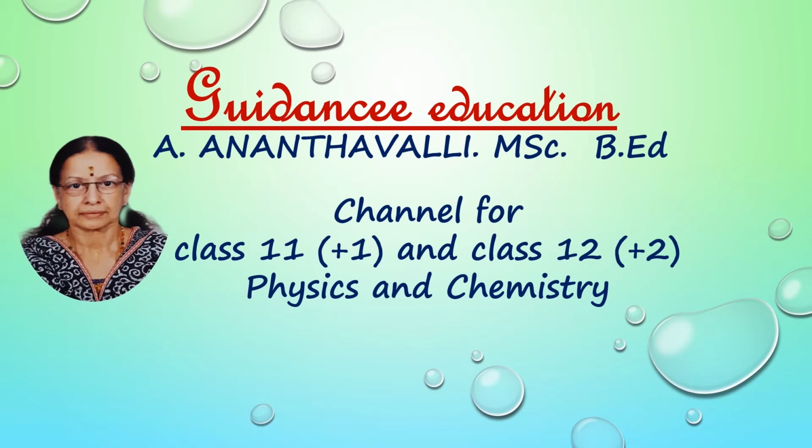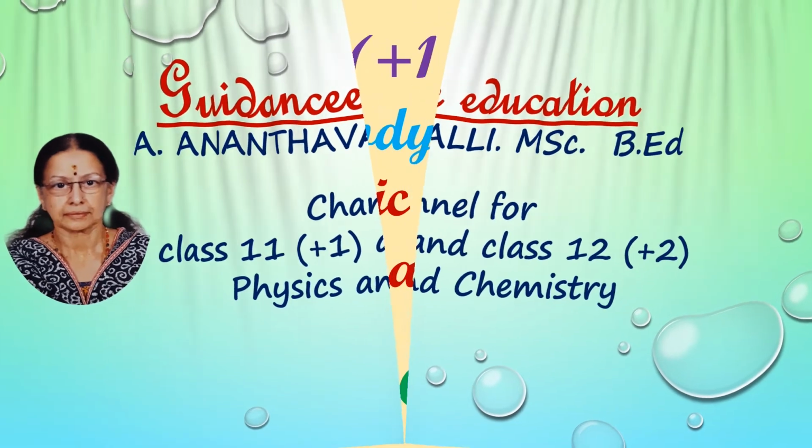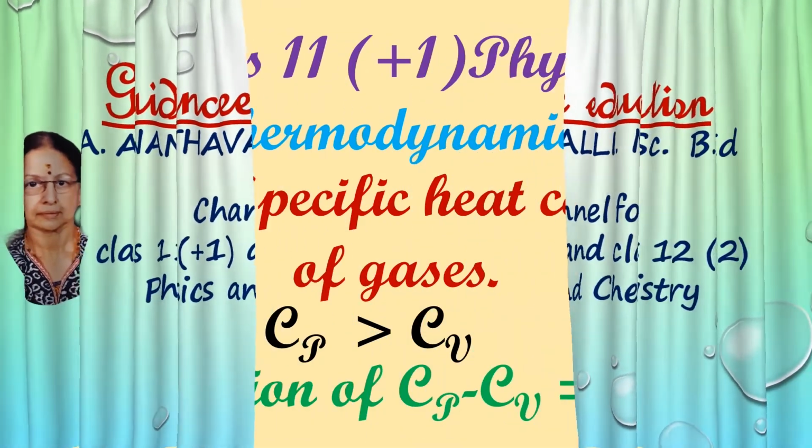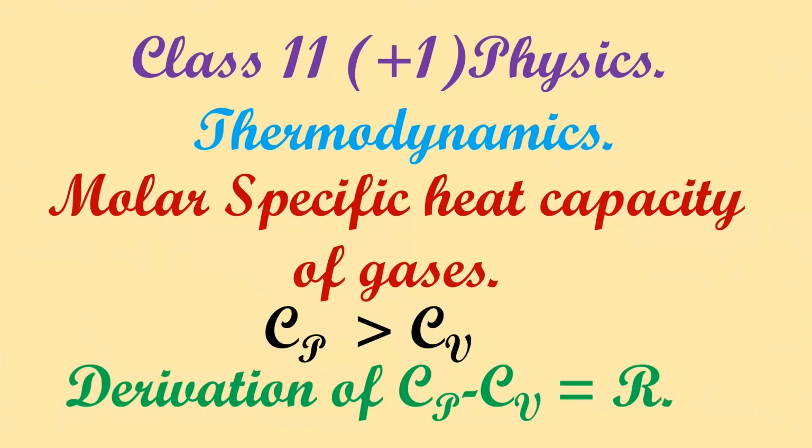We will see the topic that is discussed in this video. We are continuing class 11 physics thermodynamics. Our topic is molar specific heat capacity of gases. We will see two relations. Molar specific heat capacity at constant pressure for a gas is greater than molar specific heat capacity at constant volume, that is Cp is greater than Cv. We will also derive the equation Cp minus Cv is equal to R. This is Mayer's relation.